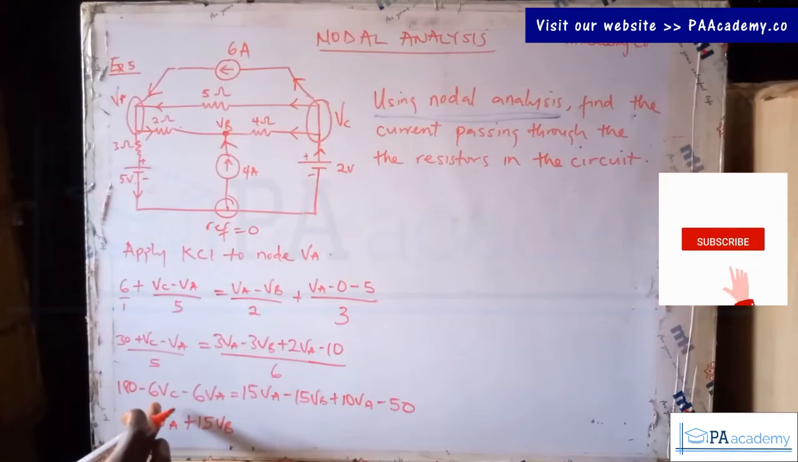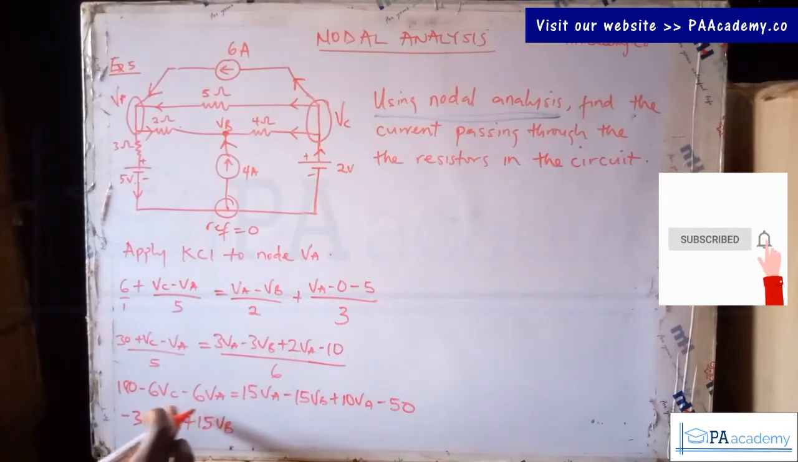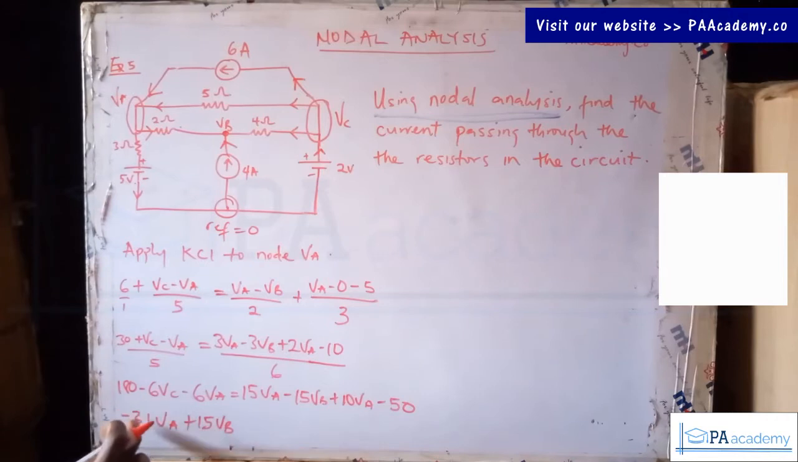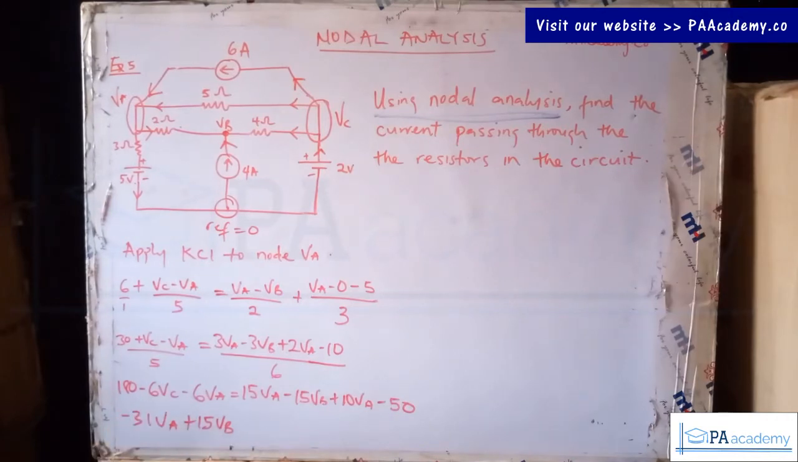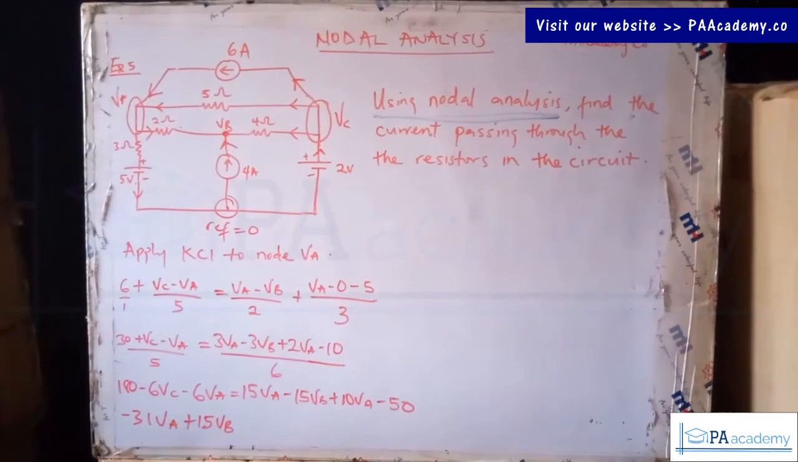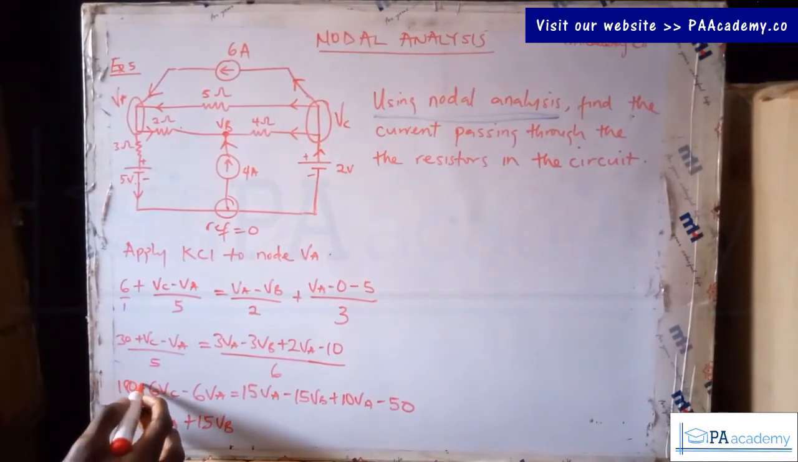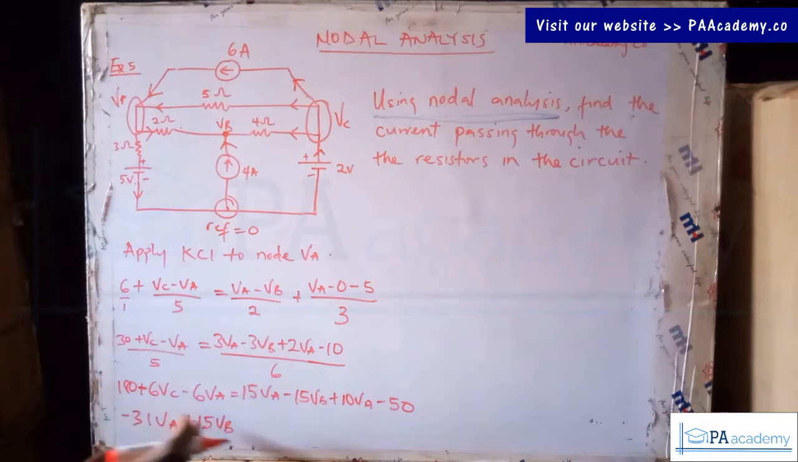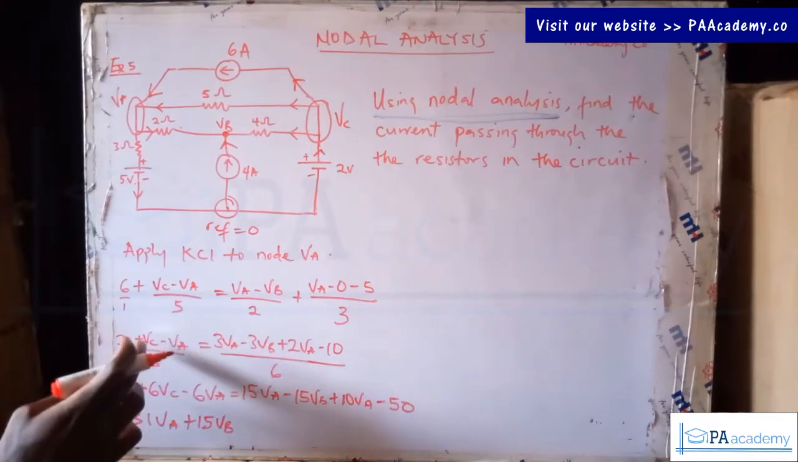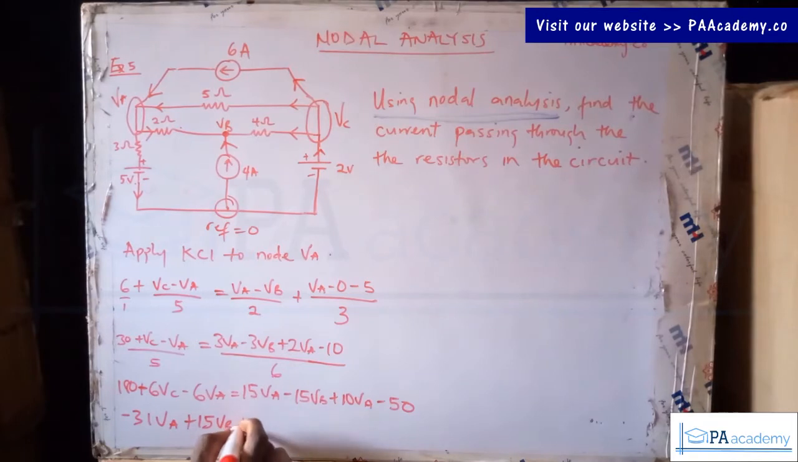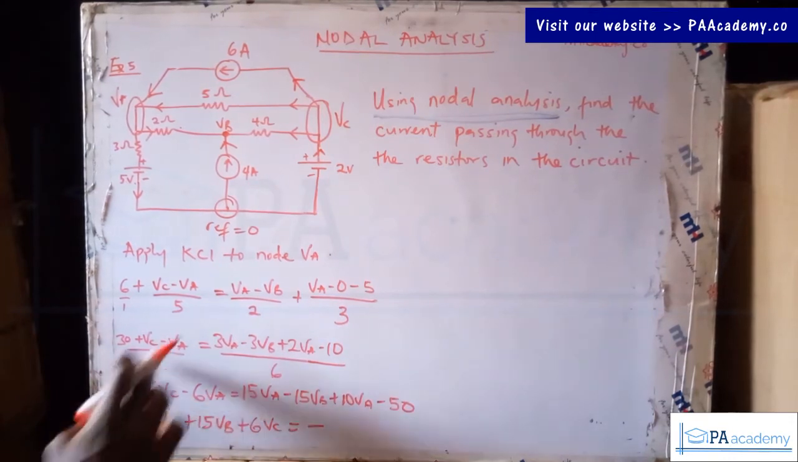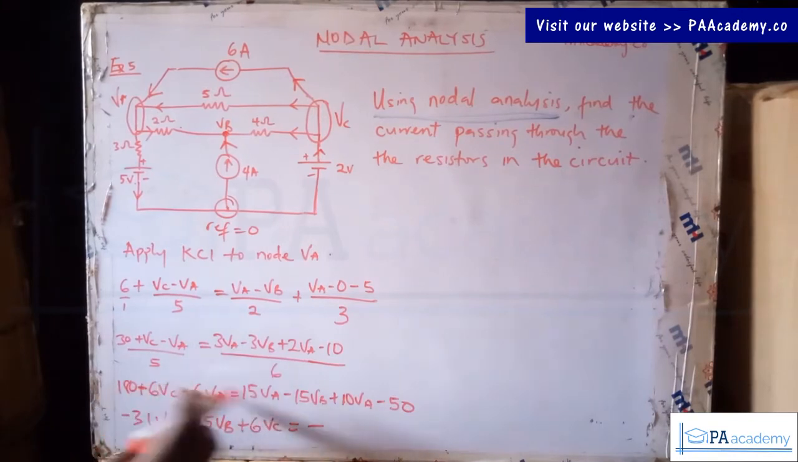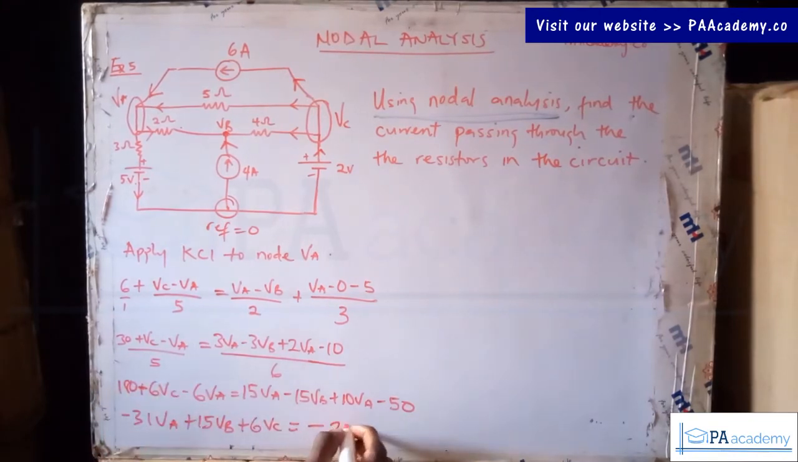Then there's a VC here, minus 6 VC. So this should be plus. So like I said, let's just be careful with the signs. This is 6 multiplied by VC, that will be plus. So this will be plus 6 VC equals to, then we have minus 50 here. If this 180 should come to the other side of the equals to sign, it becomes minus 180 minus 50, that's minus 230. And this is our equation 1.